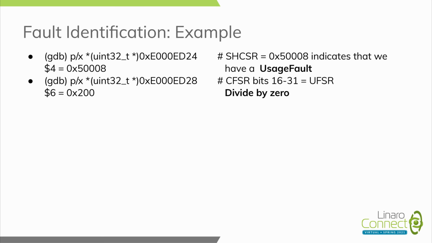So let's look at an example of how this works in the real world. We would want to print in hexadecimal or maybe in binary the SHCSR value. In this case, by looking at the output of that register read, we can tell that this is a usage fault. So based on that, we're going to look at CFSR bits 16 to 31, which are the usage fault status register. And that's going to tell us that this is a divide by zero error. So let's see that in GDB, just to see how it works there.